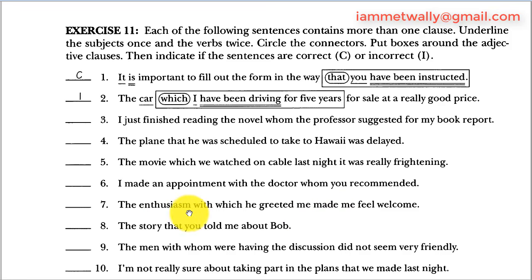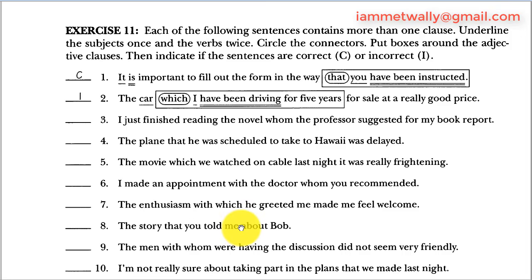7. The enthusiasm with which he greeted me made me feel welcome. The enthusiasm, this is the subject. With which here is the connector. He greeted, this is subject and verb. With which he greeted is the adjective clause that describes the word enthusiasm, but it comes with a preposition, which doesn't make any difference. Made is the verb of the subject, the enthusiasm. So 7 is correct.